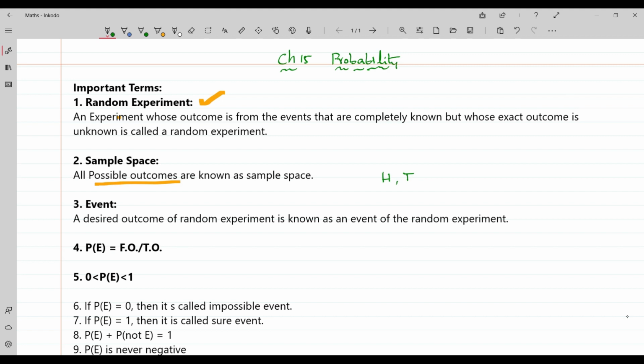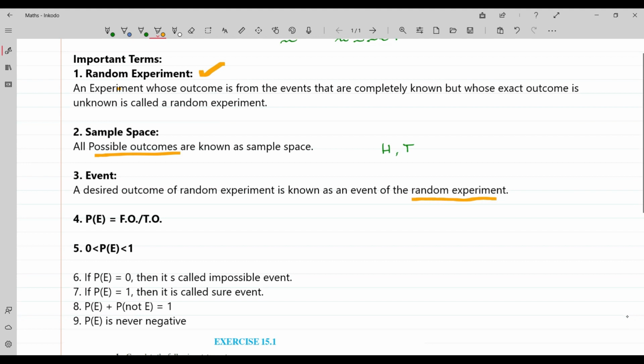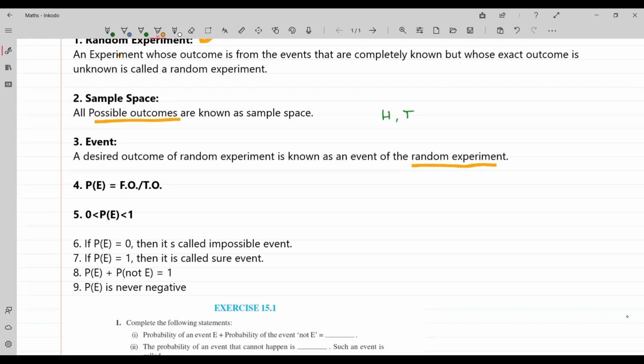Now let's see third one, event. A desired outcome of random experiment is known as an event of random experiment. Now mathematically, if you see definition of probability of event, we can write like this. Probability of event is equal to favorable outcomes upon total outcomes. Probability of any event is equal to favorable outcomes upon total outcomes.